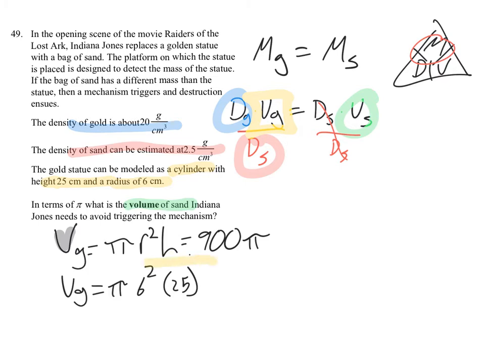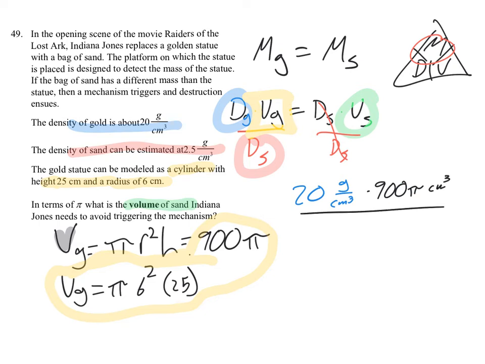Okay, remember, this is really the volume of gold, right? So I'm just going to plug everything in now. So we know that the density of gold is 20, and we can put our dimensions, grams per cubic centimeter. And we know that the volume of gold is 900 pi. And if it's volume, that's going to be in cubic centimeters. And then that's all over the density of sand, which they told me is 2.5 grams per cubic centimeter. Well, this grams per cubic centimeter cancels out with that grams per cubic centimeter. And so we just have 20 times 900 divided by 2.5.